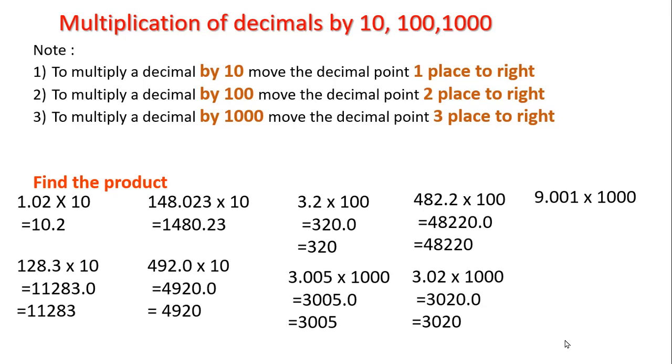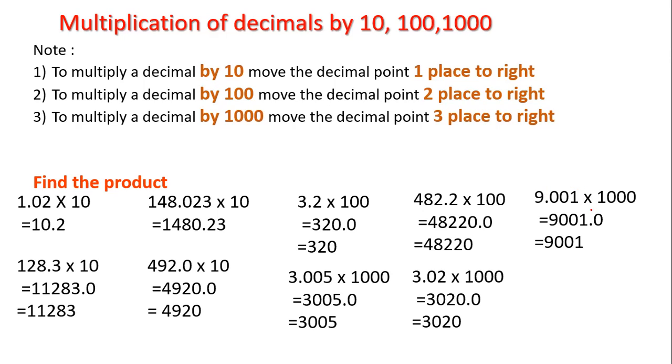Let's take one more problem. Find the product of 9.001 into 1000. In this problem, we are multiplying a decimal number with 1000. To find the product of any decimal number with 1000, move the decimal point 3 places to the right. If I move this decimal point 3 places right side, the product will become 9001.0. 0 doesn't have a value, so the final answer will become 9001.